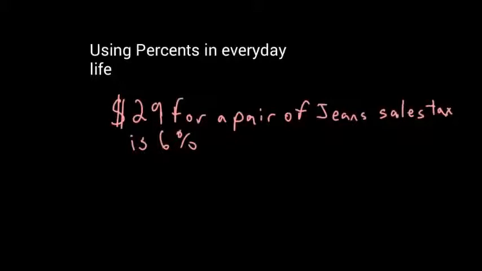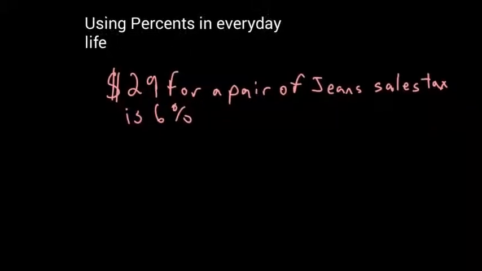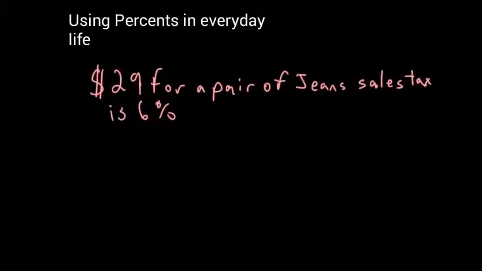Alright, today we're going to use percents in everyday life. With this I've done percents using equations and proportions, so I'm going to use those interchangeably today. Hopefully either way will make sense to you. So this first one is $29 for a pair of jeans, sales tax is 6%.